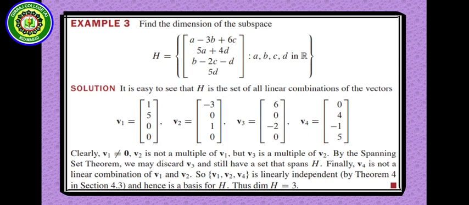Another method is, these 4 vectors we reduce to upper triangular form. In the upper triangular form, pivot columns form a basis.